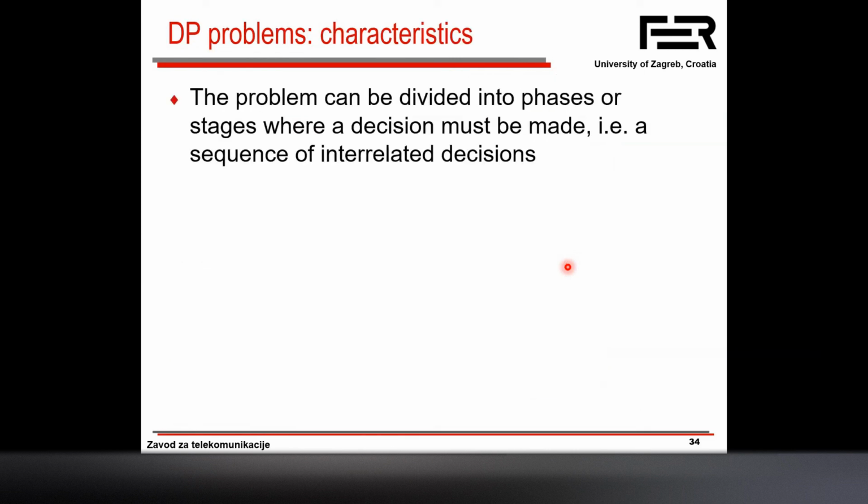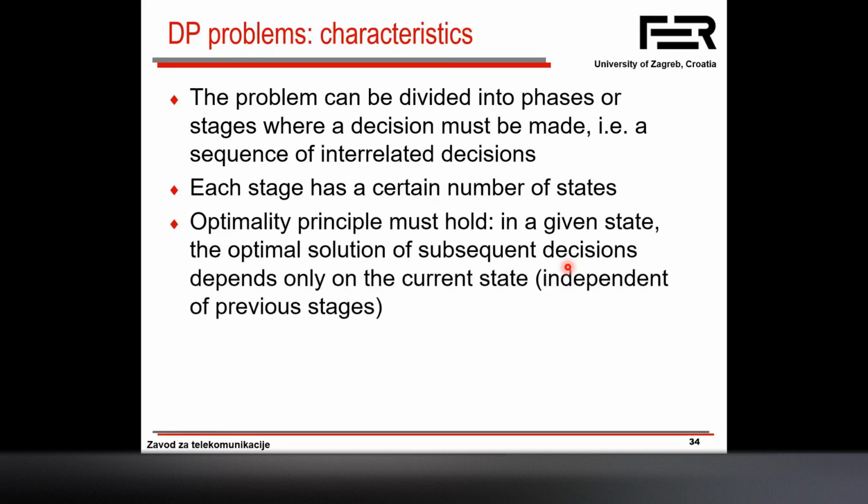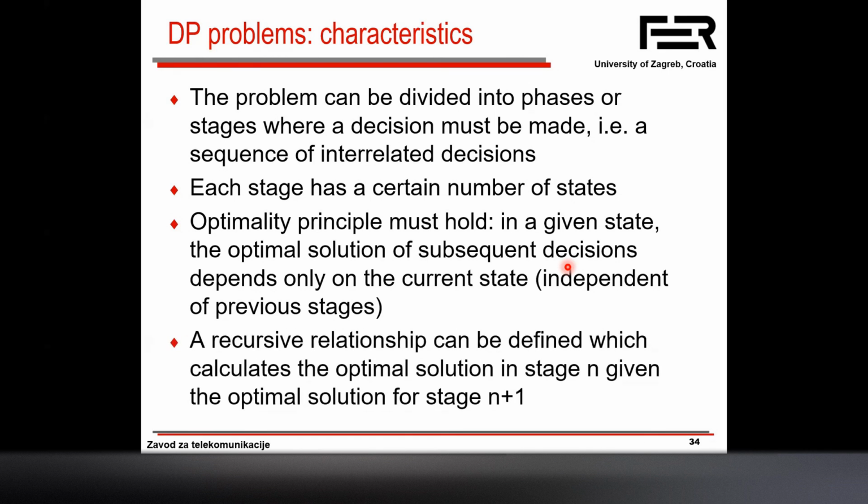The point is that we can divide the problem into phases or stages, where we have a sequence of interrelated decisions. Each stage has a certain number of states. And going back to this optimality principle, when we are in a given state, the optimal solution to subsequent decisions only depends on this current state. It's independent of the previous stages. So the different subproblems that we are defining are independent of each other, and that's an important characteristic. So we can define this recursive relationship where we calculate the optimal solution in stage n given an optimal solution for stage n plus 1. This was a different example compared to the previous examples, where we start with the final solution and work our way backwards.